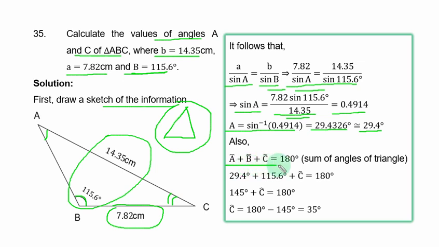ABC, the sum is equal to 180 degrees. You have it in this form, and after addition of like terms in the left hand side, you have this result, and angle C becomes 180 degrees minus 145 degrees, and you have 35 degrees.